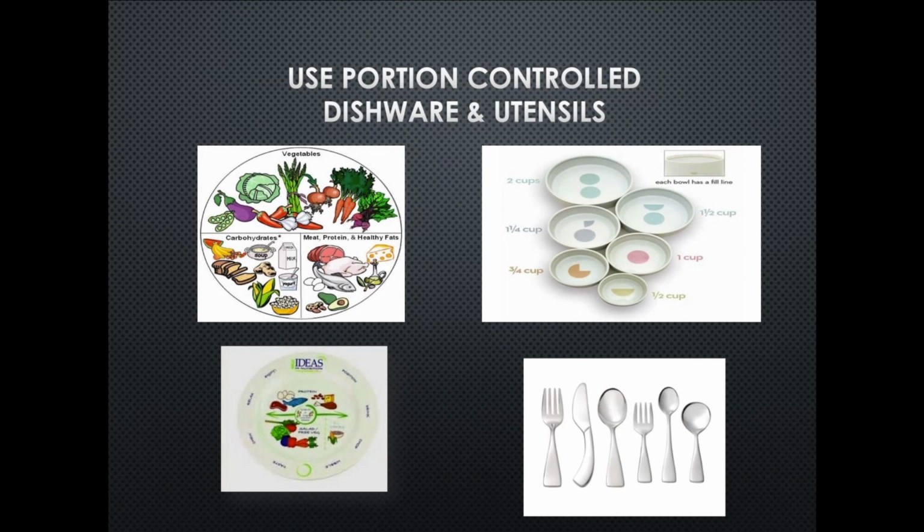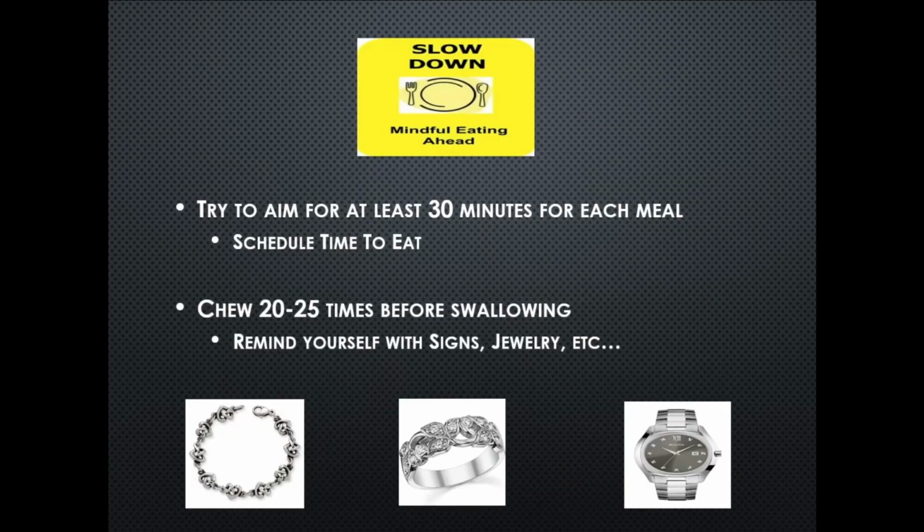Use portion-controlled dishware and utensils. You can use the idea of vegetables should take up half your plate, carbs should take up a quarter, and proteins and fats another quarter. Use the appropriate size dishes. Again, go to a smaller dish and use smaller utensils if that will help.